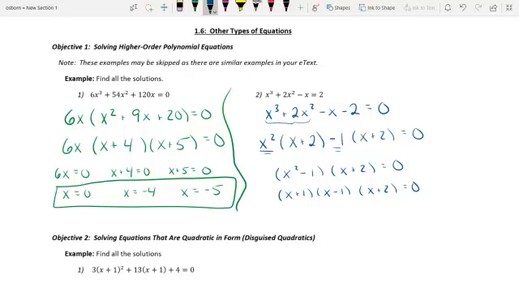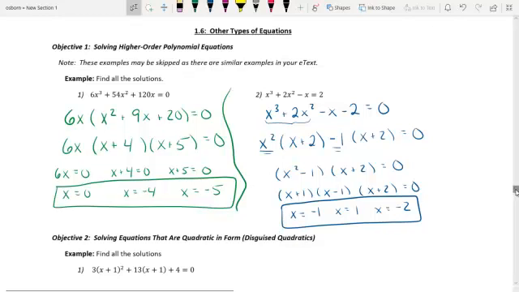Alright, so now I just take each of these terms and I set it equal to 0, and that gives me x equals negative 1, x equals 1, and x equals negative 2. So I have 3 solutions. Once again, we know that we can always plug them back into the original equation to see if the answers hold true.